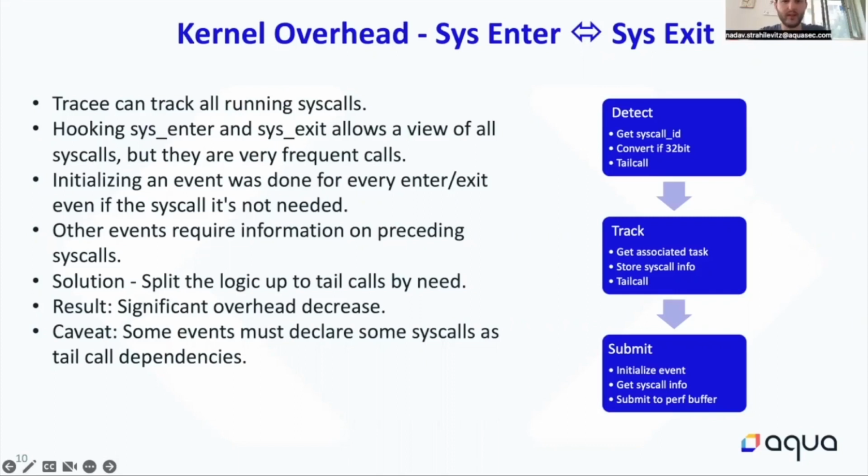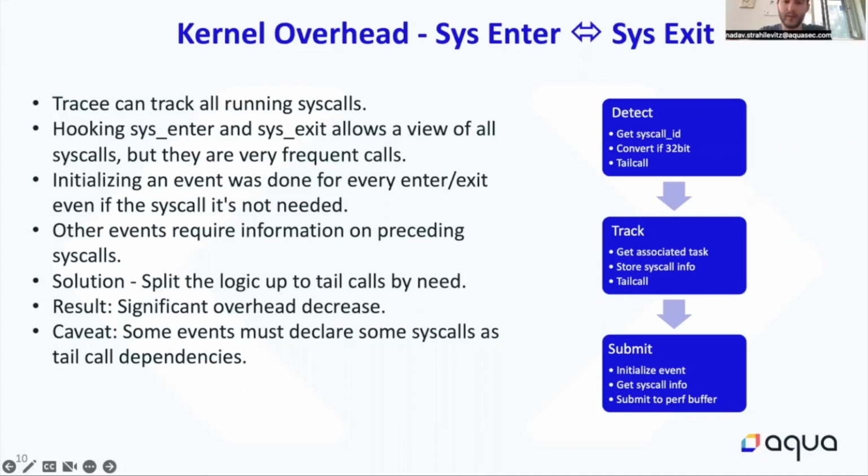We split the syscall tracking into 3 stages. First, detect the syscall. If 32-bit, convert to its 64-bit equivalent ID. Second, we gather all our necessary syscall data, ID and arguments, and store them in our tasks tracking map. Each task has a syscall running at a time, and we keep that syscall in a task tracing map.